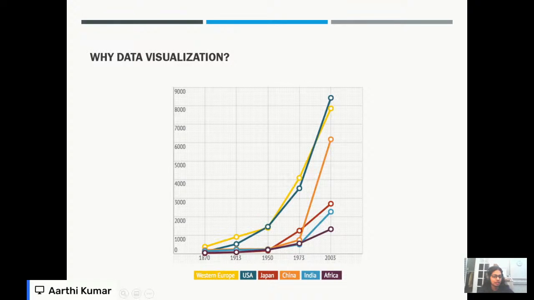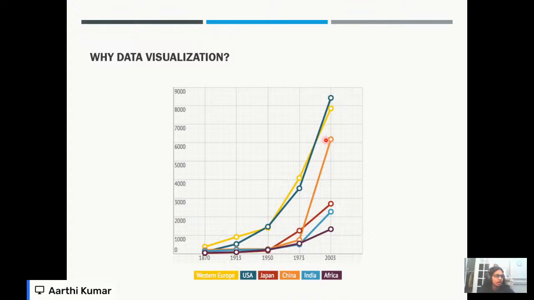So visualizing this helps you understand. Okay, so Western Europe has the highest GDP in 1870, and USA has the highest GDP in 2003. And both USA and Western Europe seem to have a fast GDP growth rate from 1870 to 2003. And another peculiar thing here is this orange line, which is China, right? From 1973 to 2003, there is a steep growth in China's GDP.